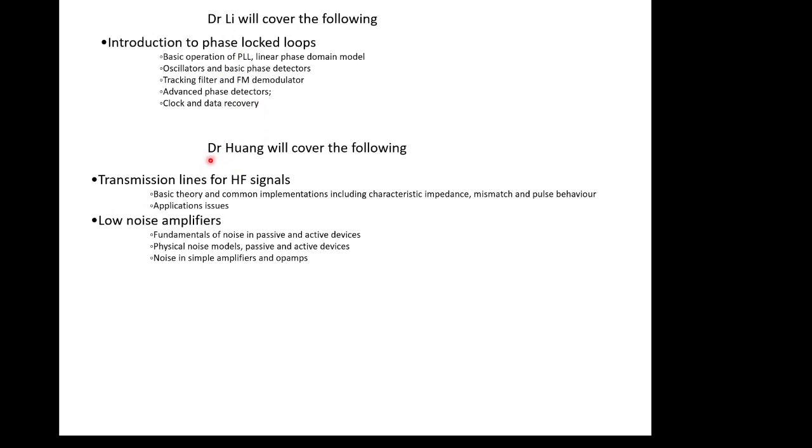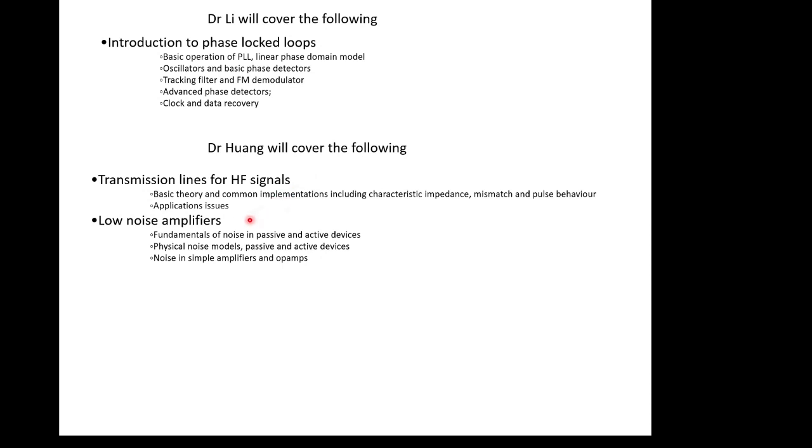And then Rumeng will come in towards the end, and we'll talk about transmission lines for HF signals, because even wires, HDMI cables and things, effectively become transmission lines for very high frequency signals. So it's important to understand a little bit about that. Hopefully it's revision, but you won't have seen it applied to cables before.